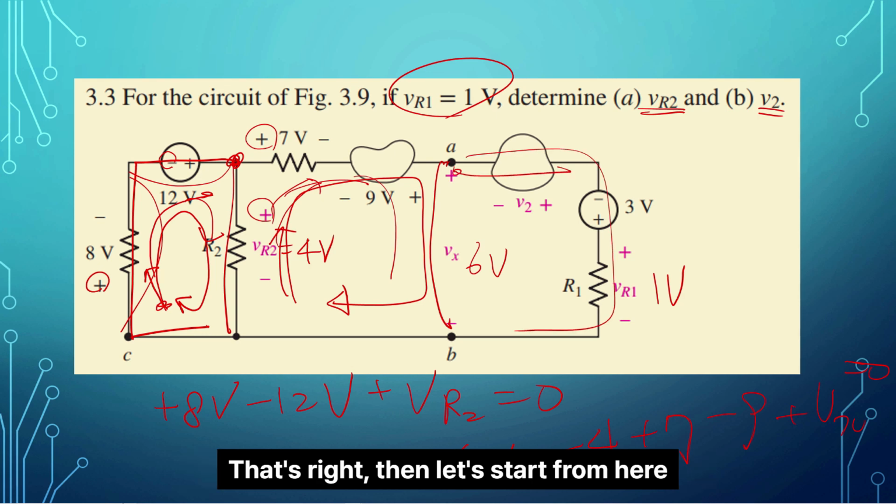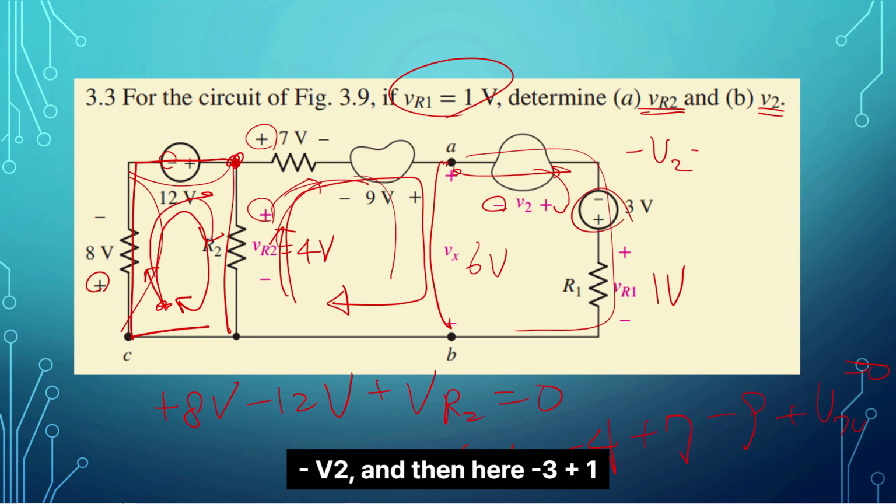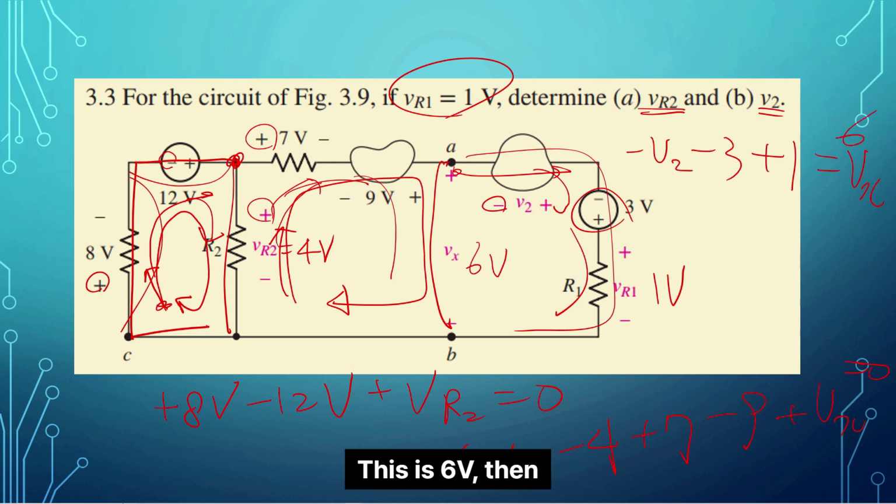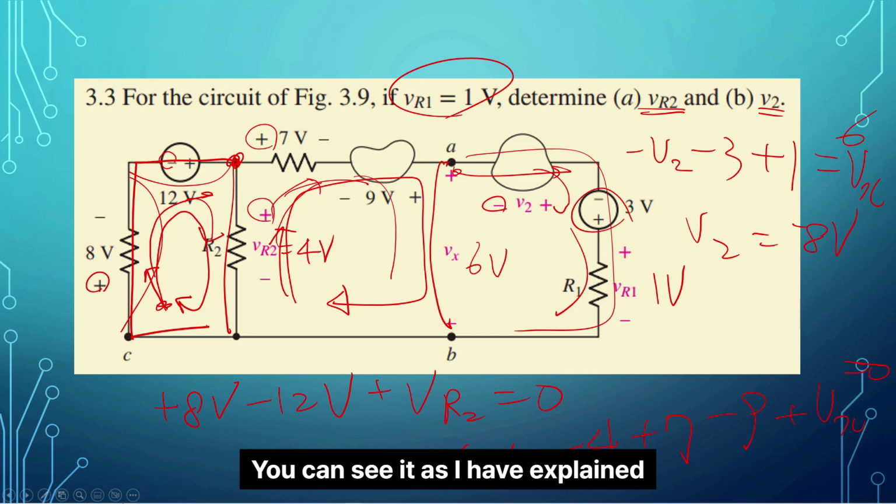Then let's start from here. V2, and then here minus 3, 1. This is ultimately Vx. Right. Vx. How much is this? So, since Vx is said to be 6, this is 6 volts. Then, if you calculate again, V2 moves over here. So is it minus 8 volts? Is that how it is? You can see it as I have explained.